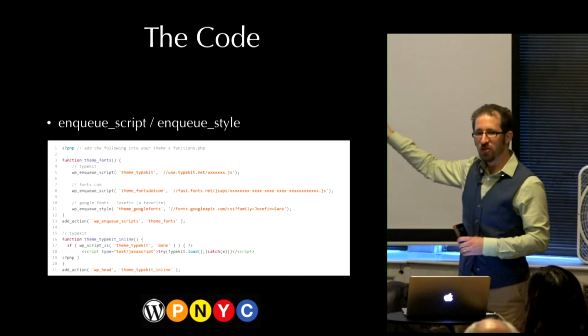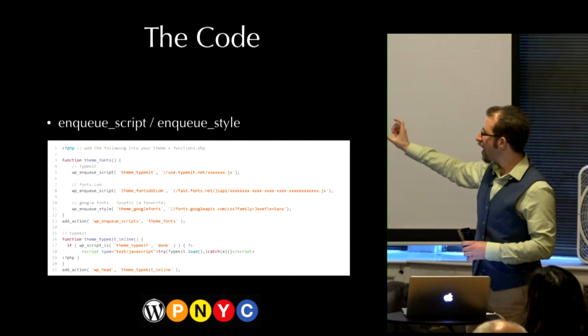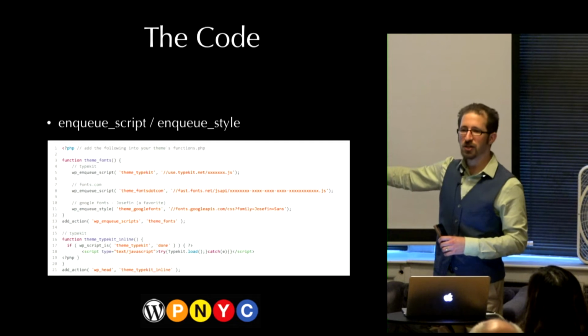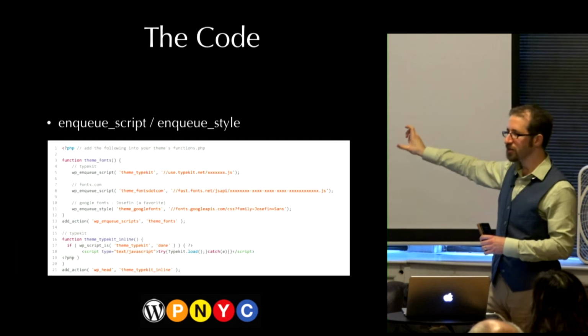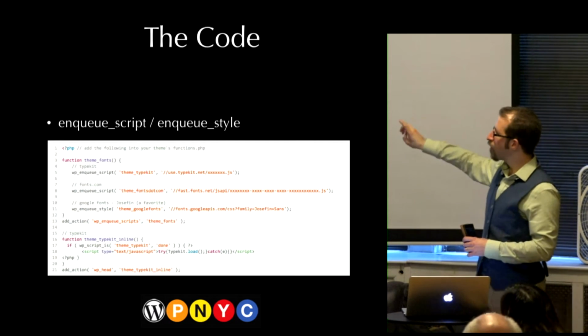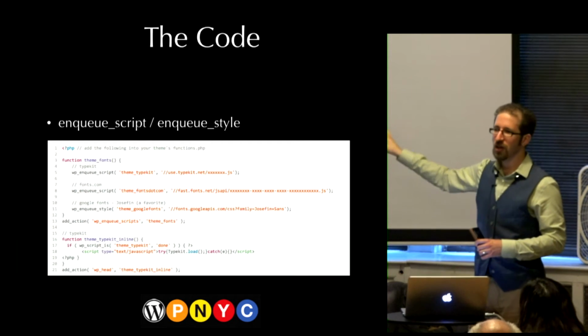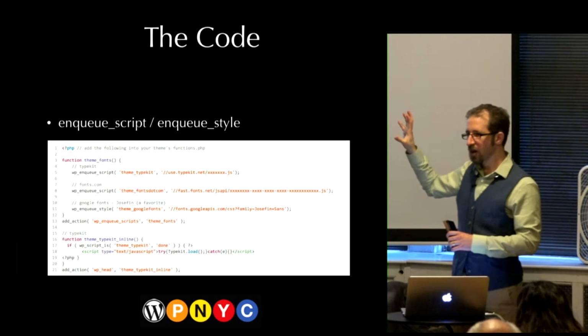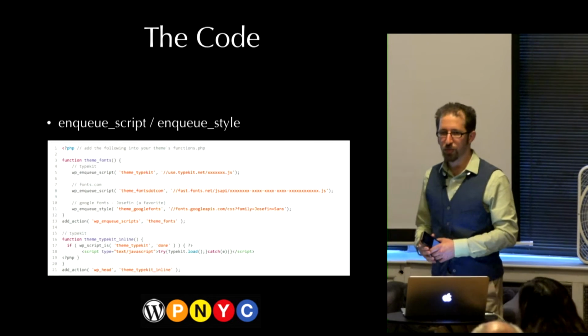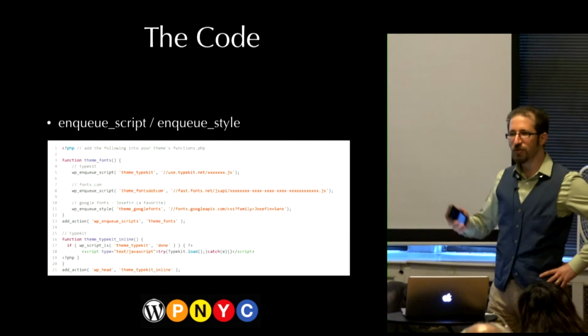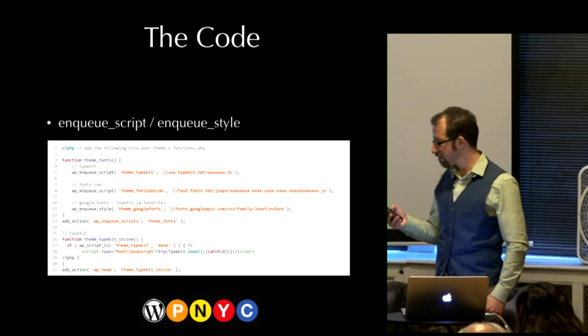Typekit needs an enqueue script as well as a WP action head action. Fonts.com only needs the enqueue script, and Google Fonts needs enqueue style. And you put this in your theme's functions.php, and then you can use any of the fonts as you would in your CSS.